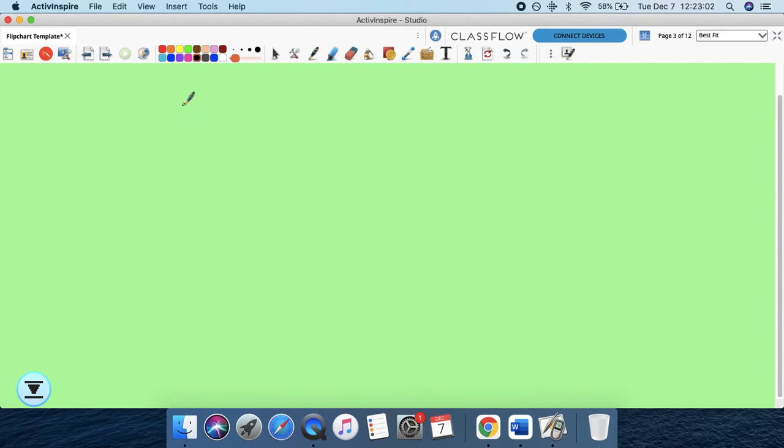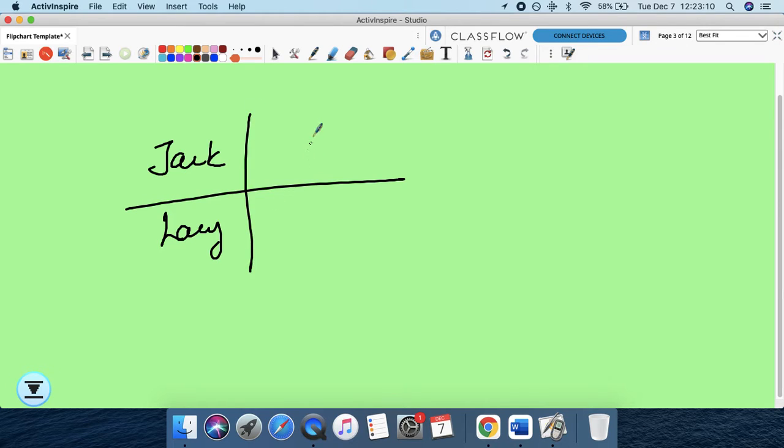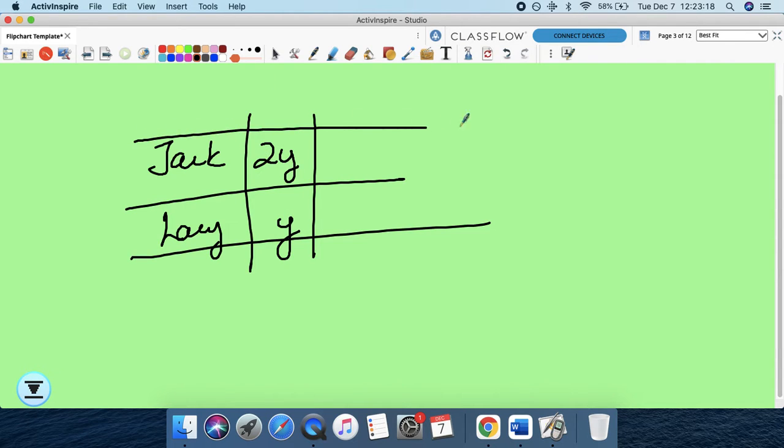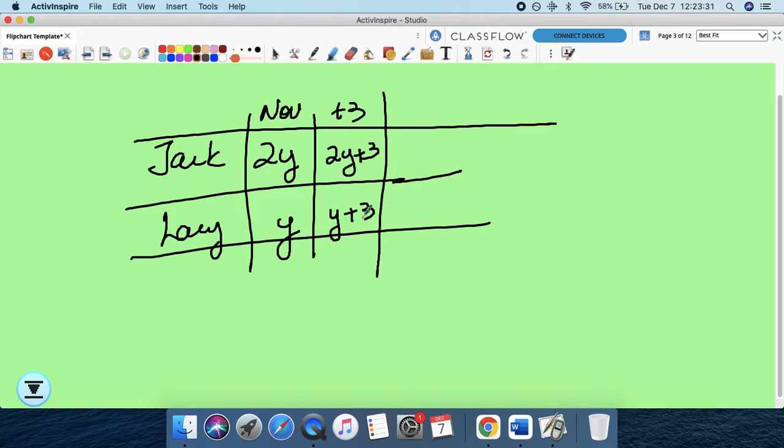8. Jack is twice as old as Lacey. So we have Jack and Lacey. So we talk about Jack in terms of Lacey. Do we know how old Lacey is? No. So we'll call her Y. And Jack is twice as old as her, so we call Jack 2Y. That's the now. In 3 years, so plus 3 years from now, Jack is going to be 2Y plus 3, and Lacey is going to be Y plus 3 years old.